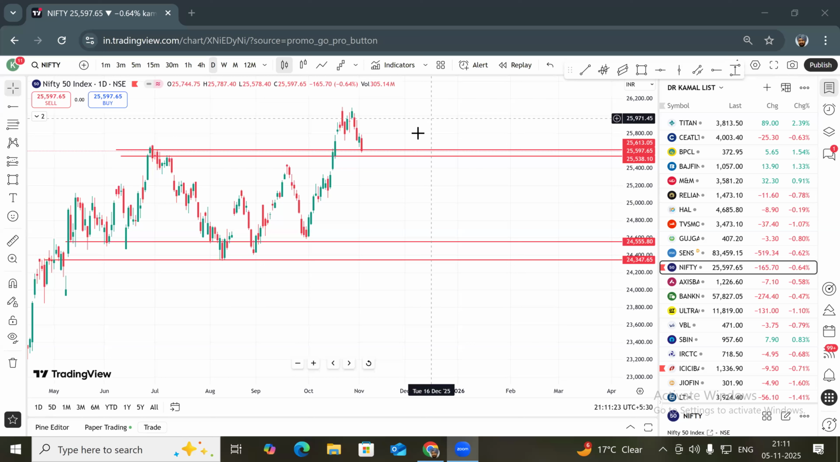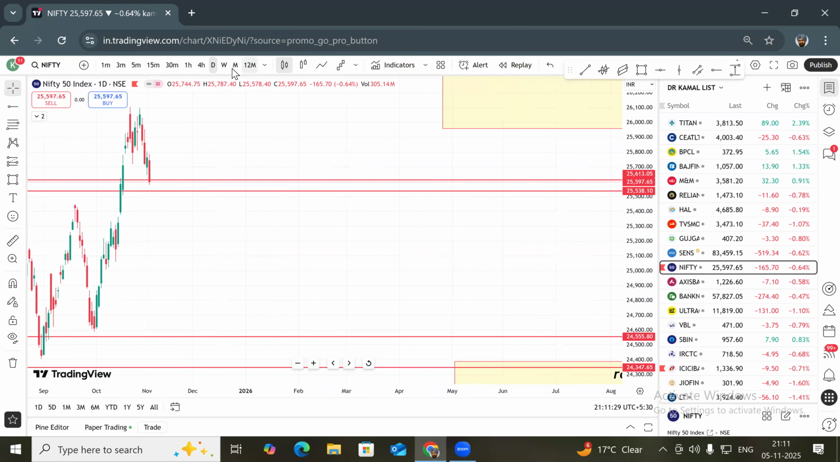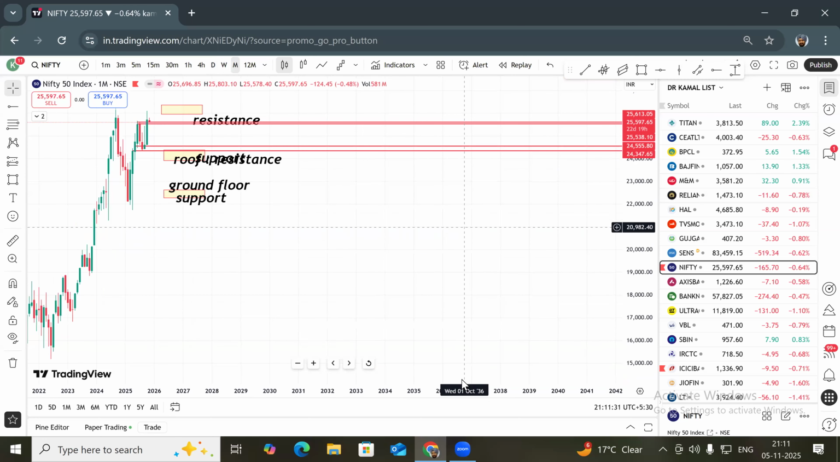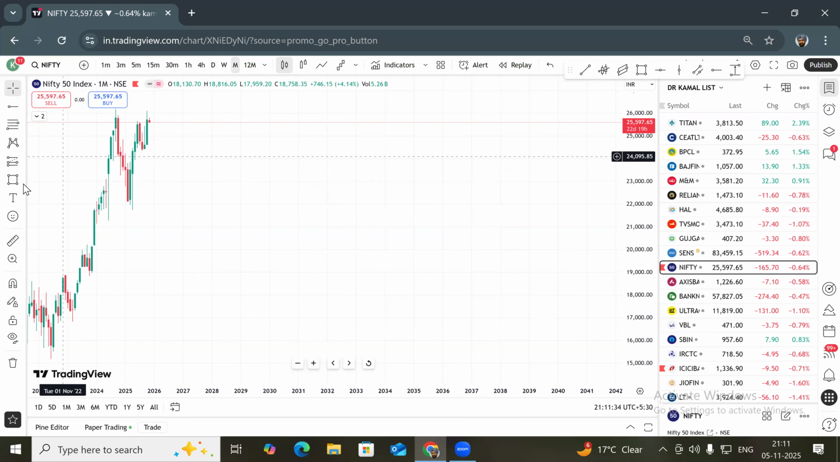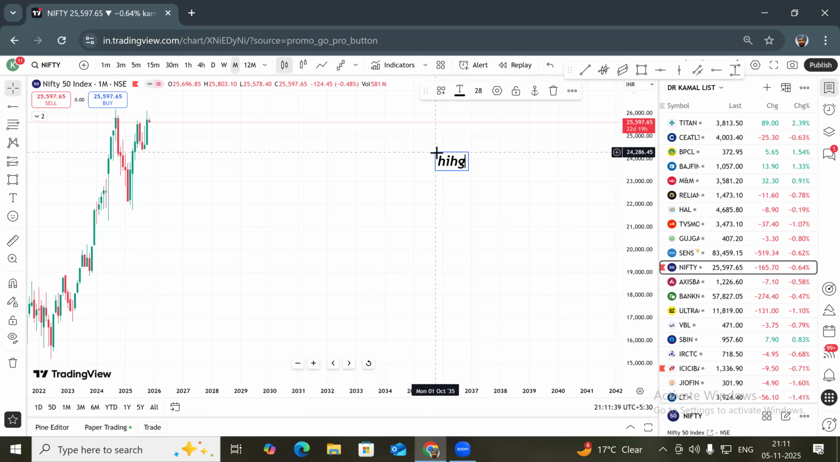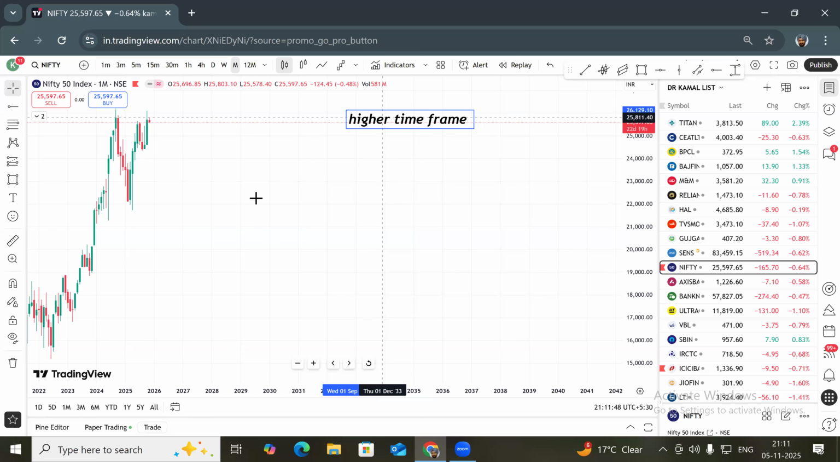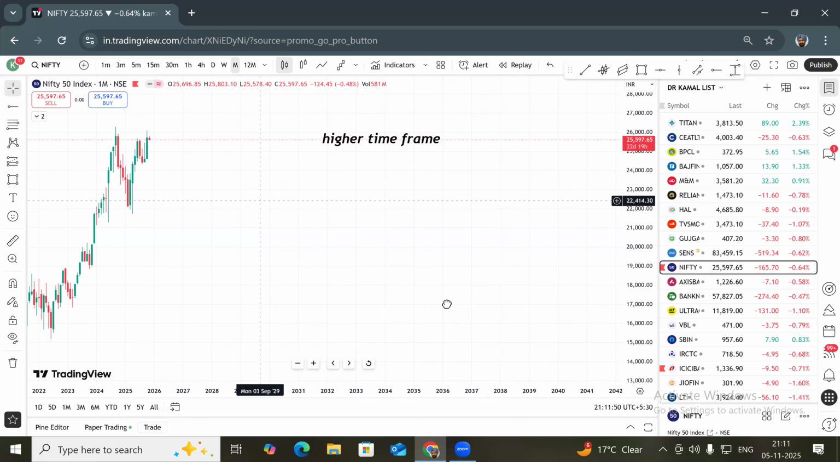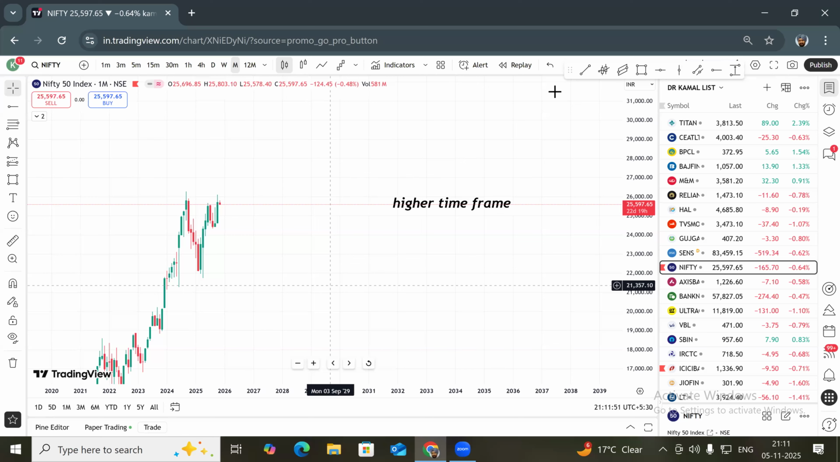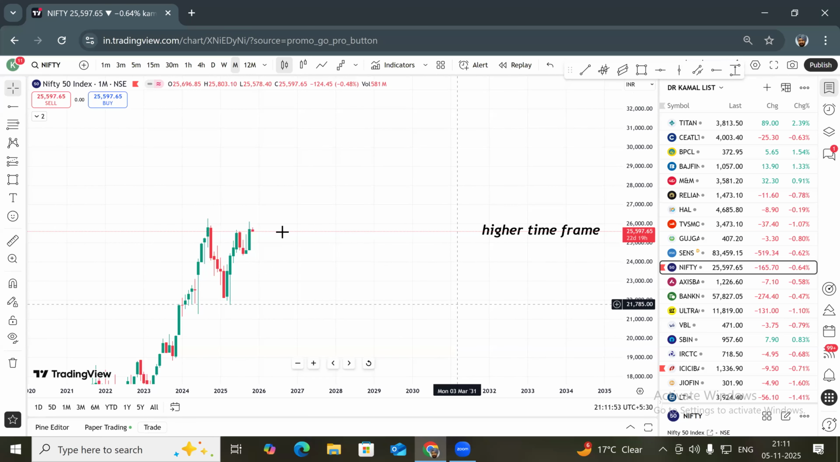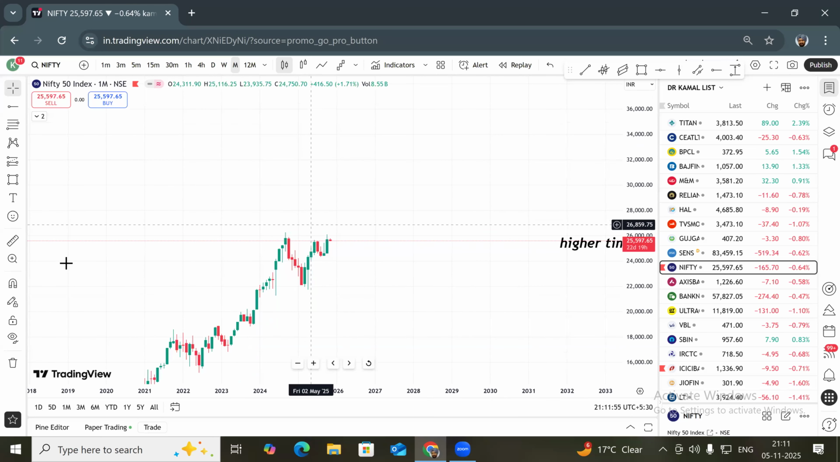So how to mark support and resistance? The first cardinal rule is that the higher time frame is most important. Higher time frame will be respected more as compared to shorter time frame. So this is a monthly chart of Nifty. What you do is mark the highest point you can see here.